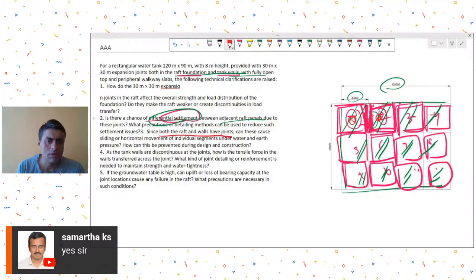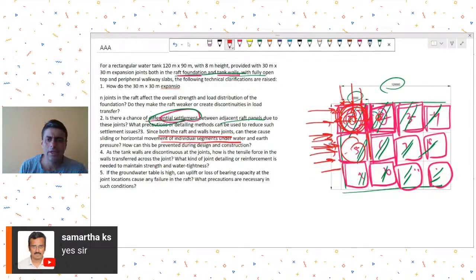Since both raft and wall have joints, can these cause sliding or horizontal movement? No, why will it cause? There is water from all sides, so why should it cause any horizontal movement? You are saying that due to soil, on an external unit, let's say there is soil pressure from here and no soil pressure from this side. So you may just check against the friction force, and generally it is seen that the friction forces would be more than these earth pressures. So sliding also may not be a big concern as such.